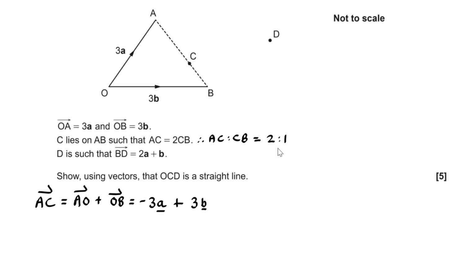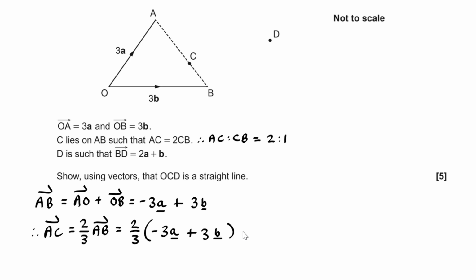And therefore, if we use this ratio, you can see that AC is equal to 2/3 of AB. So we've got 2/3 of minus 3A plus 3B. Turns out here we get AC equaling minus 2A plus 2B.